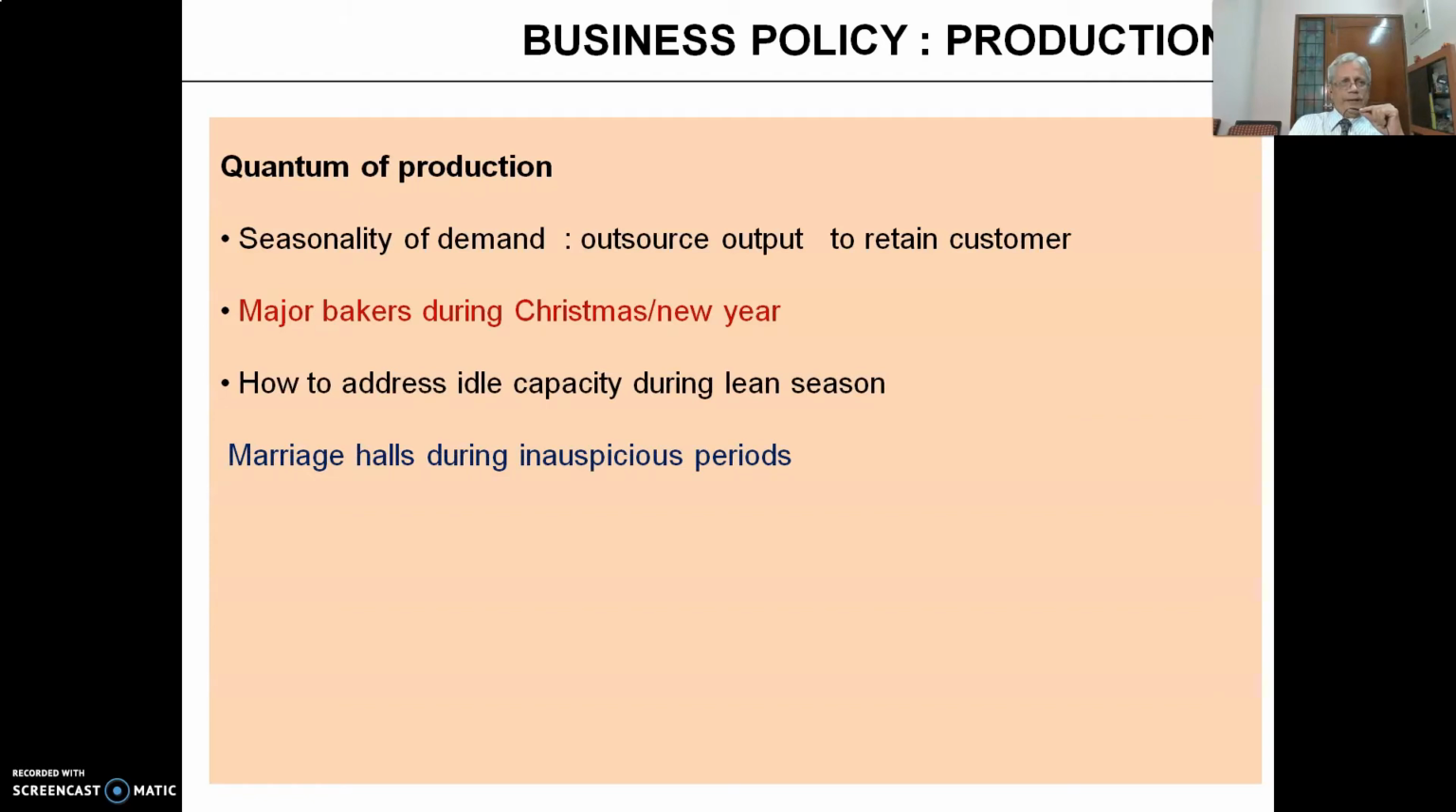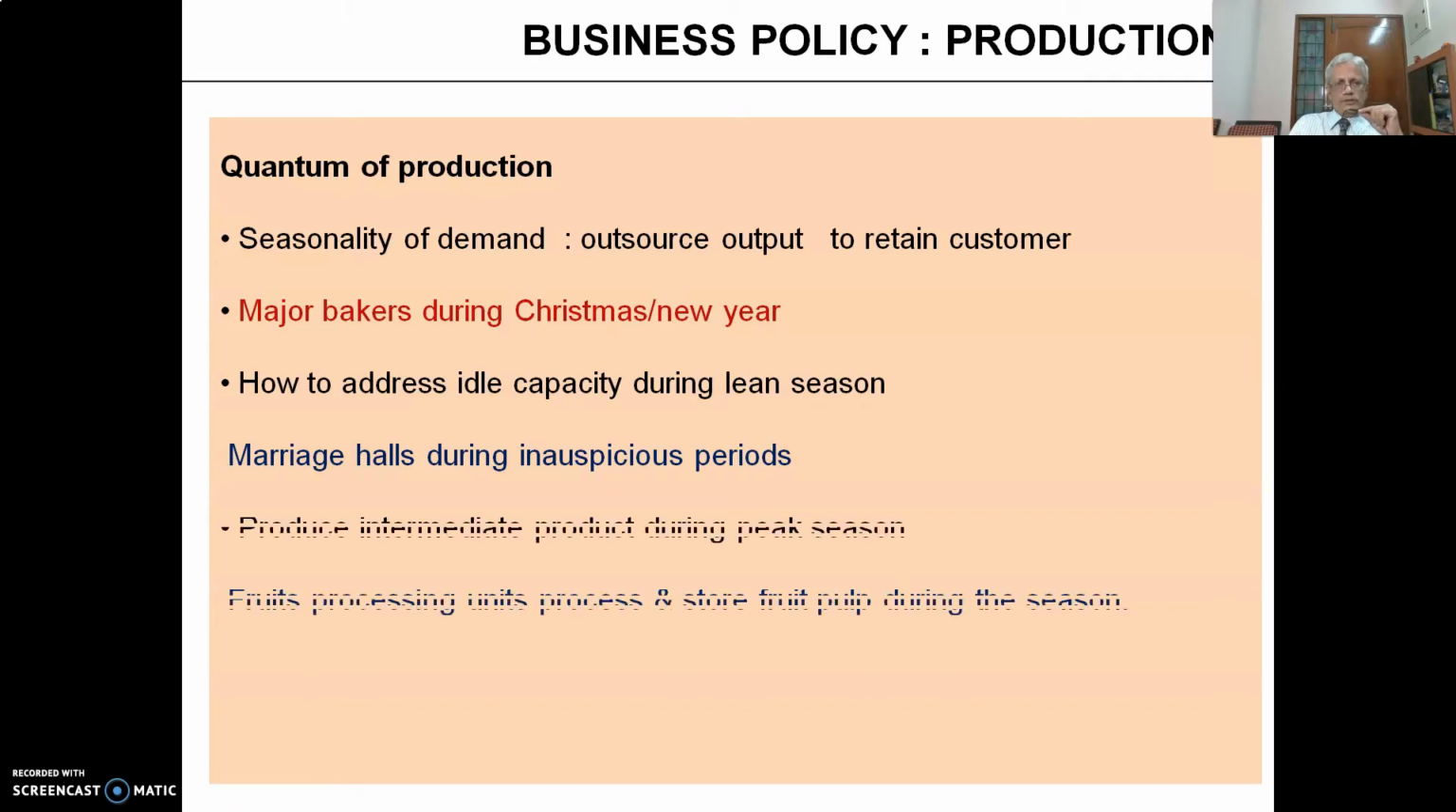How to handle the idle capacity during the lean season is a very interesting point. Again, it has to be handled properly. A very interesting example is the marriage halls during the inauspicious periods, because normally people do not conduct marriages. So how exactly to utilize the hall? Can you use it for conducting some meetings or exhibitions? We should think of something.